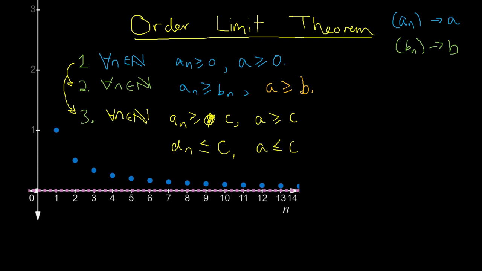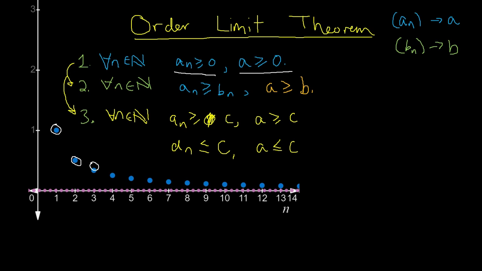Well, let's look at this first part. This is saying that if a sequence is always greater than or equal to 0, if it's always non-negative, then the limit is non-negative. I've graphed a sequence here that is, as you'll see, non-negative, and the limit is 0, which is also greater than or equal to 0.